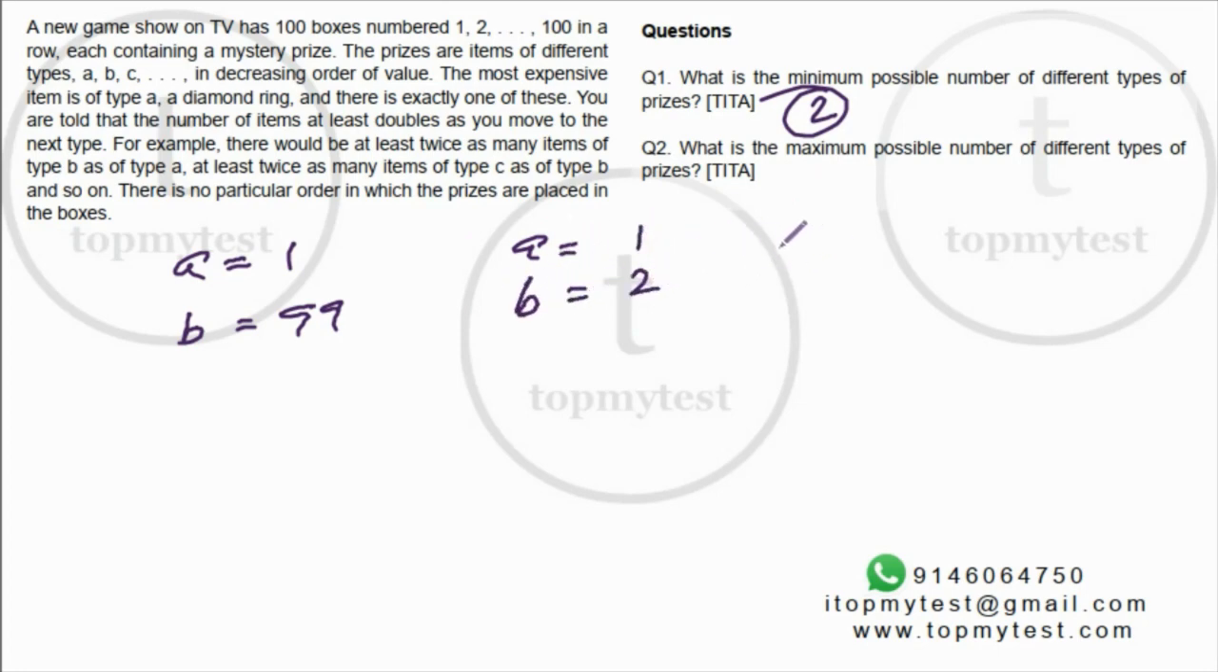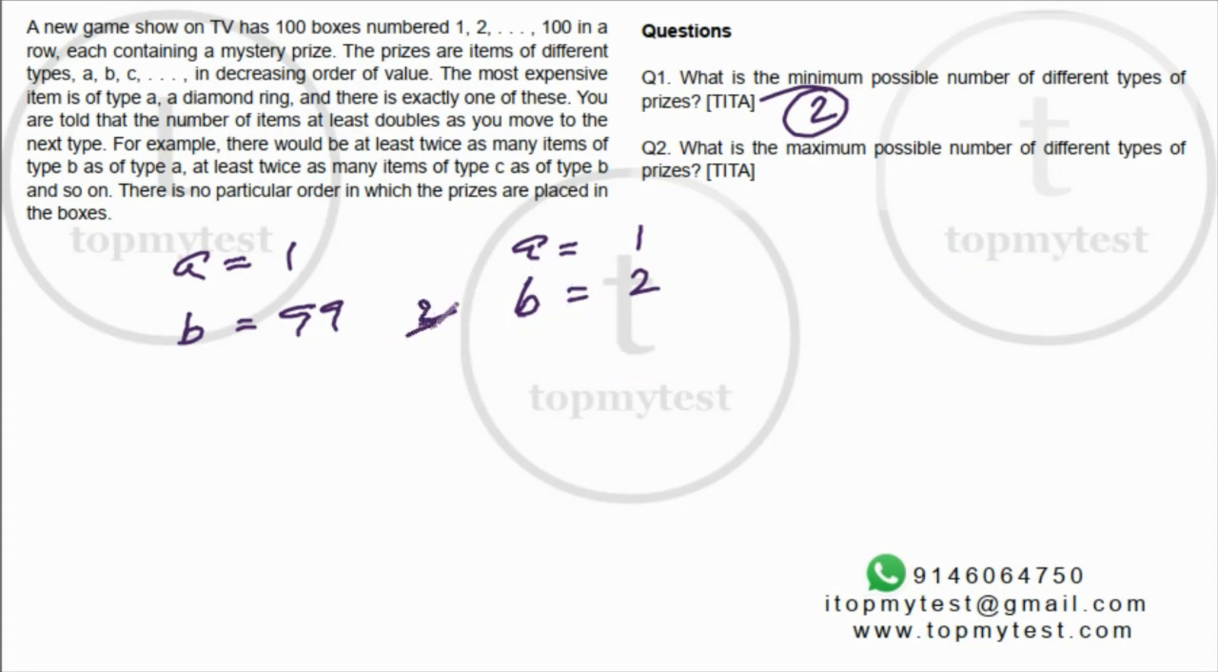Now, with 2 itself, as I increase the value of B, the value of C will also increase. The number of items will keep on decreasing. So the number of different varieties will also keep on decreasing, right? We can prove it once we do this, okay?